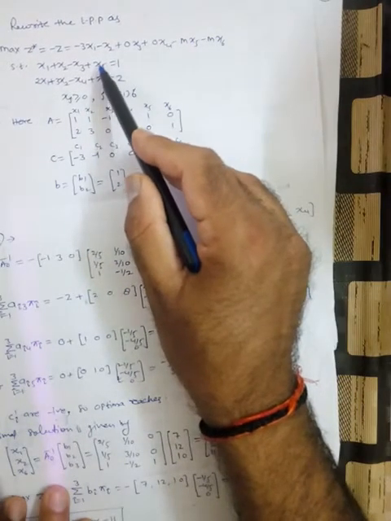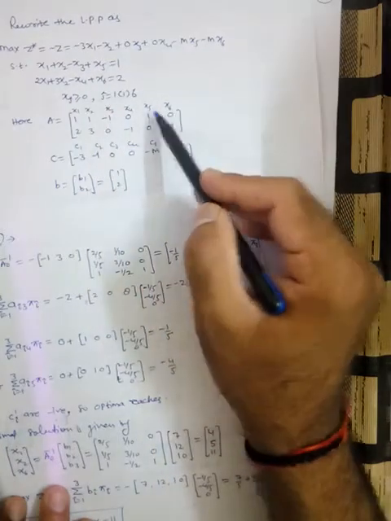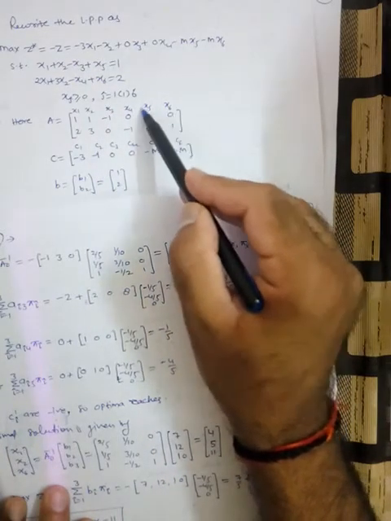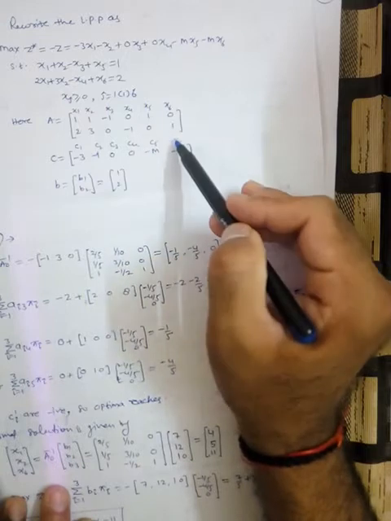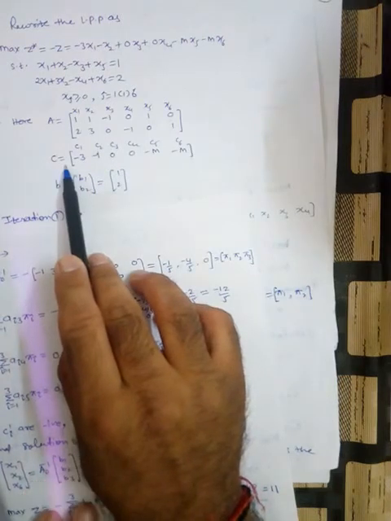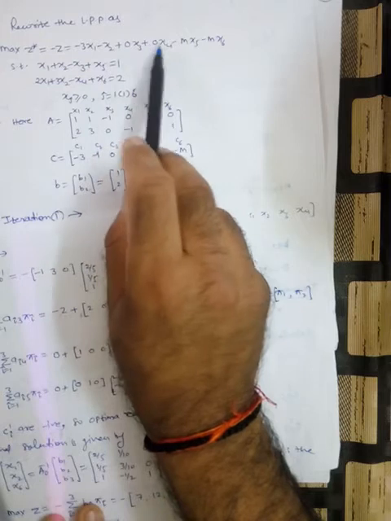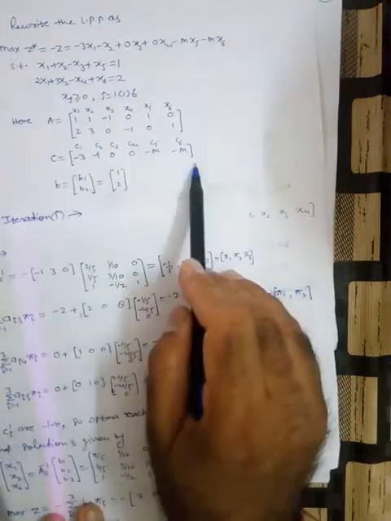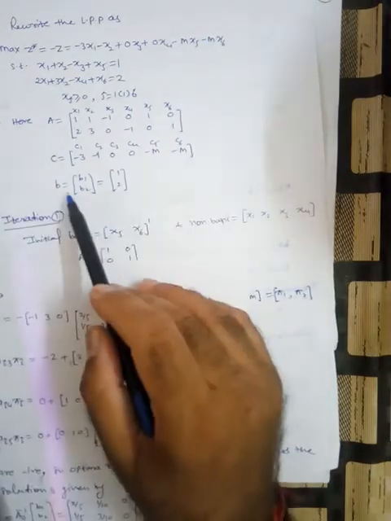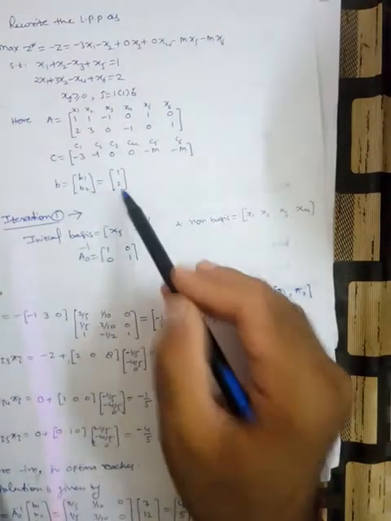For x5, we have x5 in the first constraint, so 1, and no x5 in the second constraint, so 0. So the identity matrix corresponds to x5 and x6, and that's why they are the initial basis. Fine. Similarly, the cost vector for the objective function is minus 3, minus 1, 0, 0, minus M, minus M. These are c1, c2, c3, c4, c5, c6. The right hand side is 1 and 2.